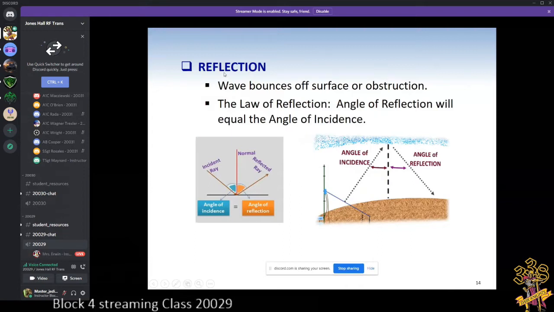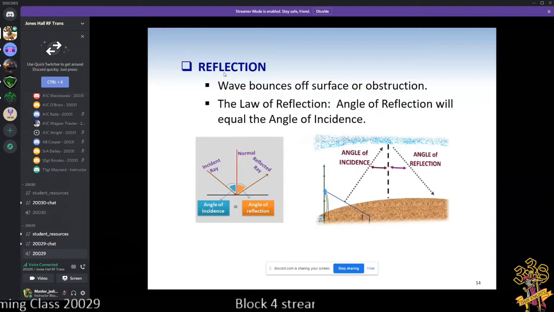So, reflection. Reflection is when your RF just bounces off a surface or an obstruction. You all know what a reflection is. You see it every day when you look in the mirror. That's a reflection. There is a law for reflection, and the law tells you the angle of reflection will equal the angle of incidence.